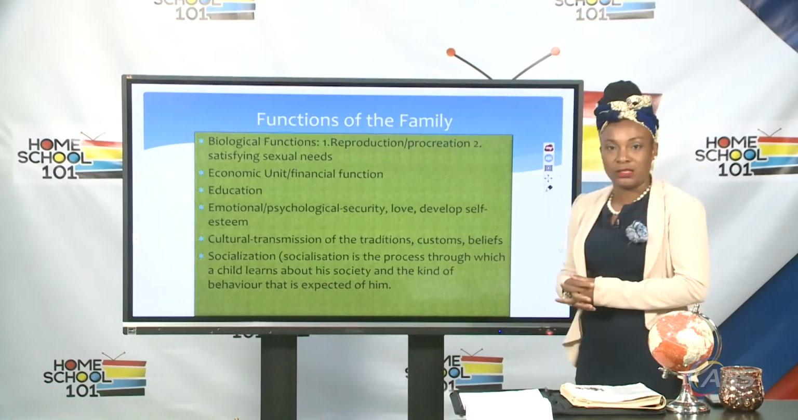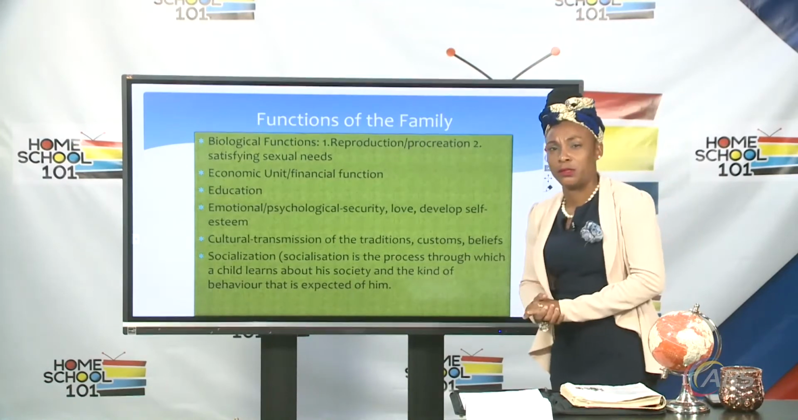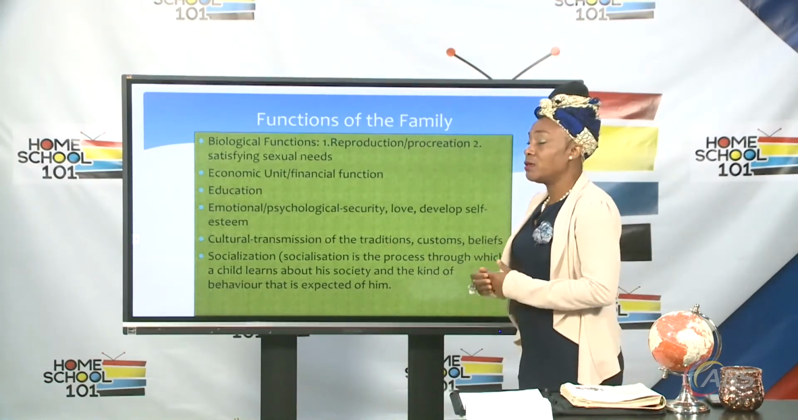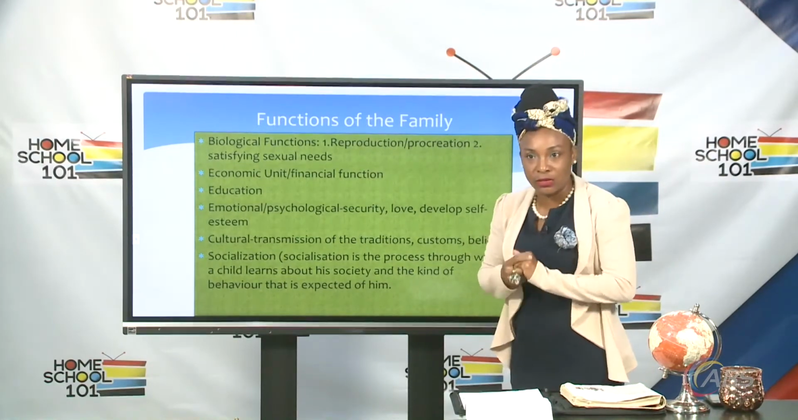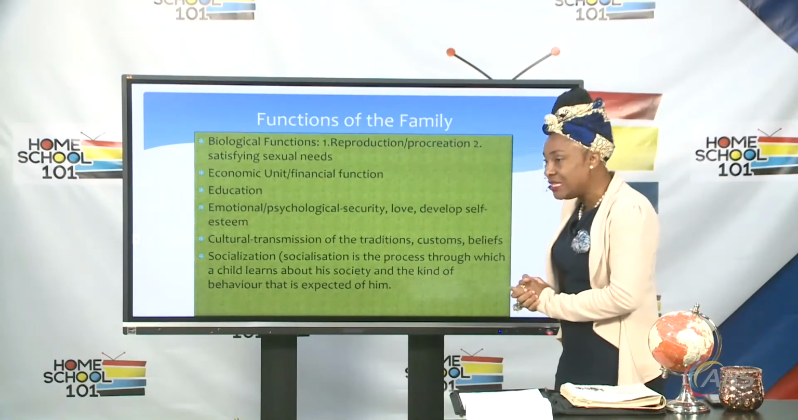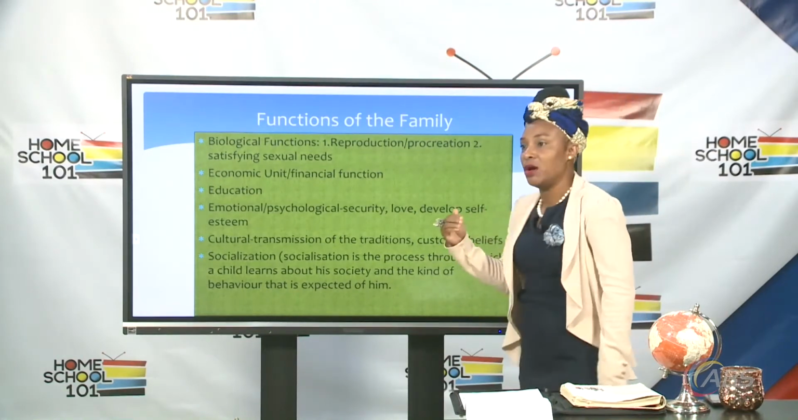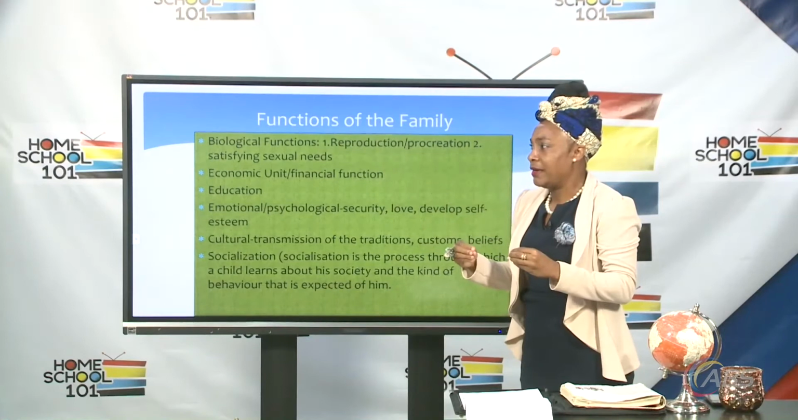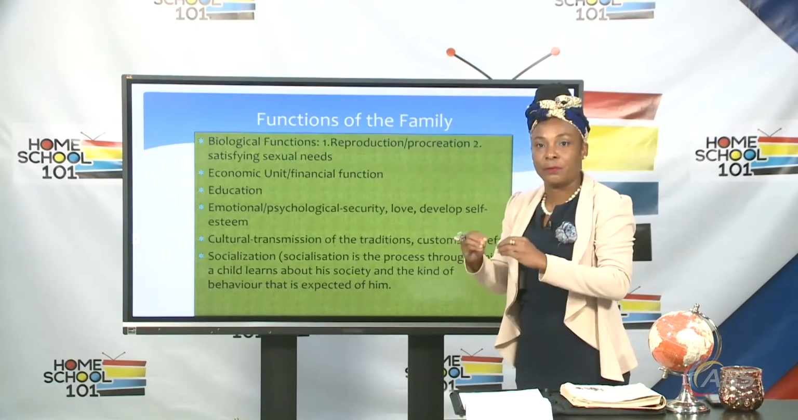Okay. Emotional and psychological security, love, developing self-esteem. Why is this important? We all have emotional needs, whether we are toddlers, teenagers, or adults. But it is very important that we provide emotional support to our children, because if we don't attend to their needs, it can become something that we don't want. It can become like a burden to the family, because they're going to start developing problems.